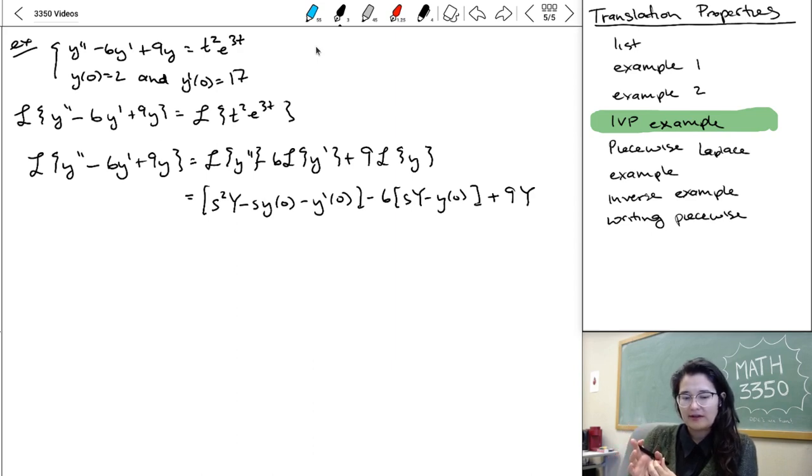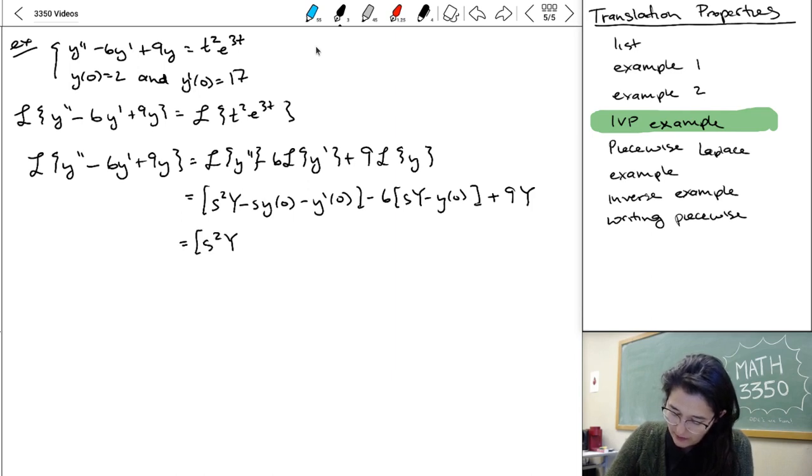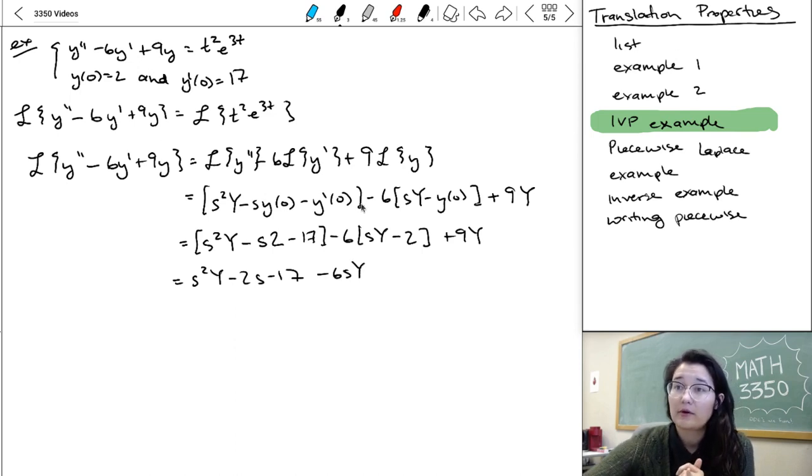I'm going to plug in my numbers and then distribute, I think, because 2 and 17 are pretty big numbers. So I've got s squared Y minus s times 2 minus 17 minus 6 times sY minus 2 plus 9Y. So that's going to be s squared Y minus 2s minus 17. Then distributing my minus 6, I've got minus 6sY. And remember, when I multiply this all the way through, I'm going to get plus 12. Please be careful of things like that.